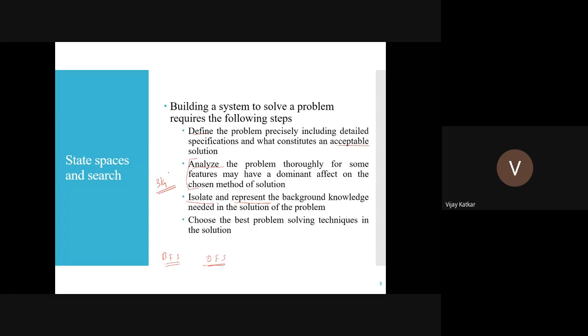So this thing is called state space and search. We'll shortly go into depth of what is state space and search.